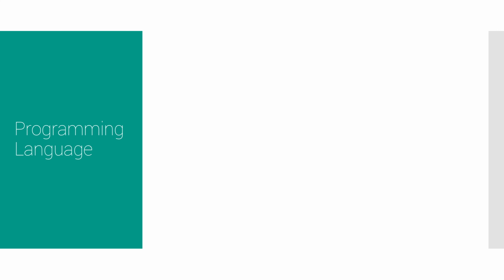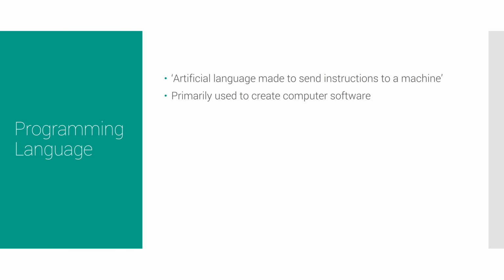When you work on a project, the first thing you need to decide is what programming language you're going to use. A programming language is an artificial language made to send instructions to a machine, and they're primarily used to create computer software, as you might have guessed. Examples of these include C, C#, C++, Swift, Java, Python, and many, many more. And all of these languages have their own pros and cons.